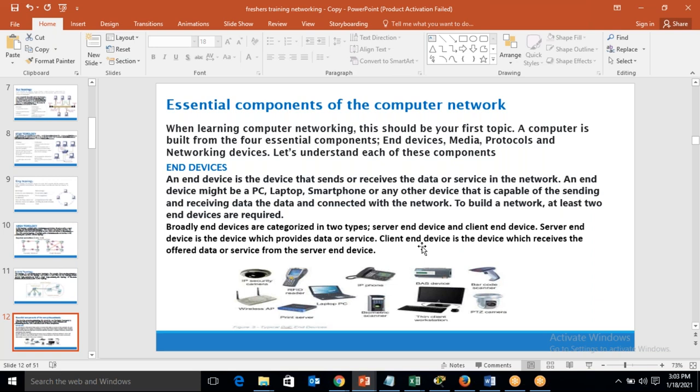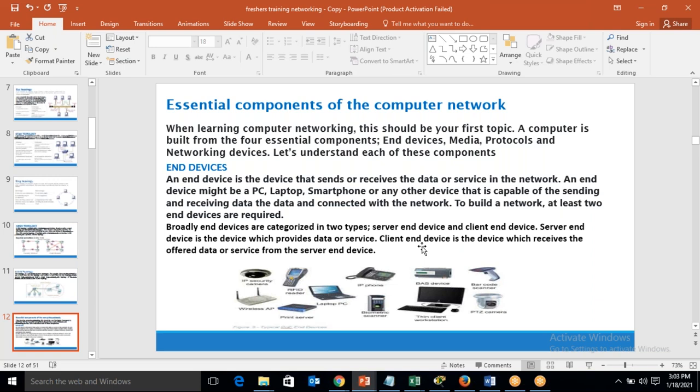An end device might be a PC, laptop, smartphone, or any other device that is capable of sending and receiving data and is connected with the network, of course. To build a network, at least two end devices are required, as this is common sense basically. One is the sender and another one is the receiver.